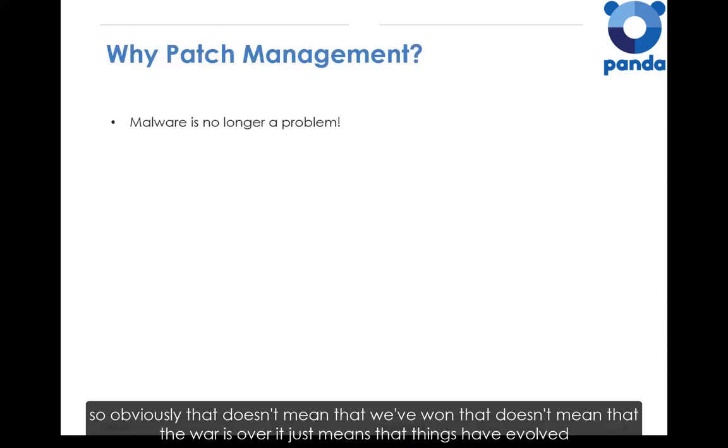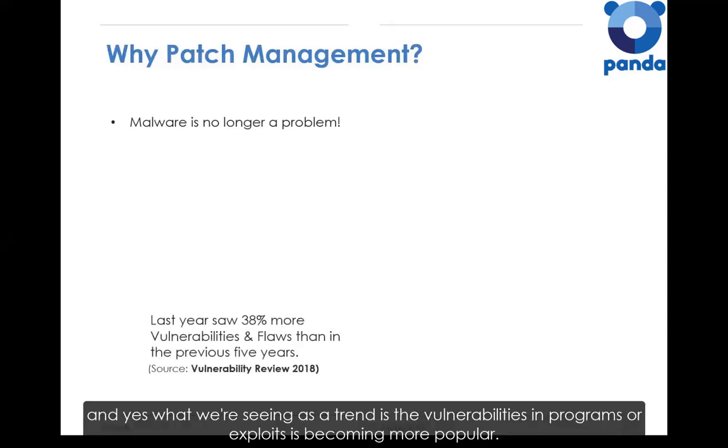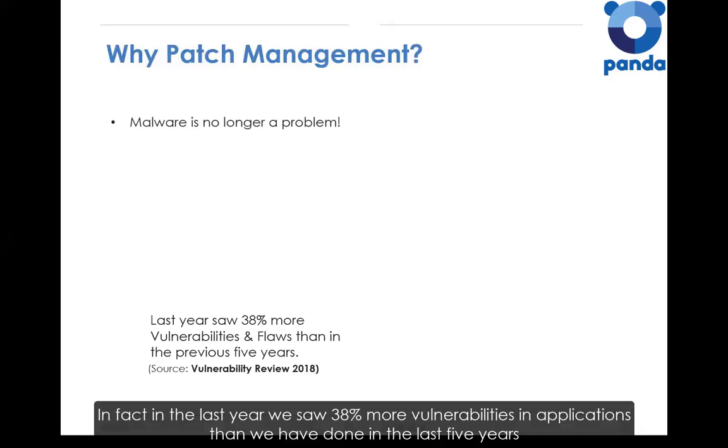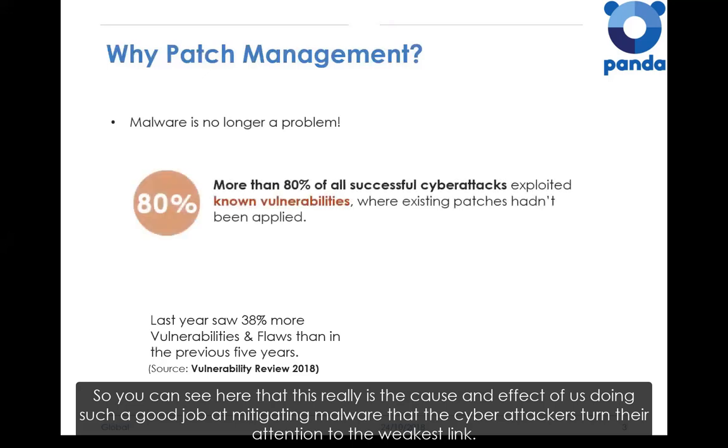So obviously that doesn't mean that we've won. That doesn't mean that the war is over. It just means that things have evolved and that cyber attackers will be taking on different infection vectors and different techniques. And yes, what we're seeing as a trend is that vulnerabilities in programs or exploits is becoming more popular. In fact, in the last year, we saw 38% more vulnerabilities in applications than we have done in the last 5 years. So you can see here that this really is the cause and effect of us doing such a good job at mitigating malware that the cyber attackers turn their attention to the weakest link.